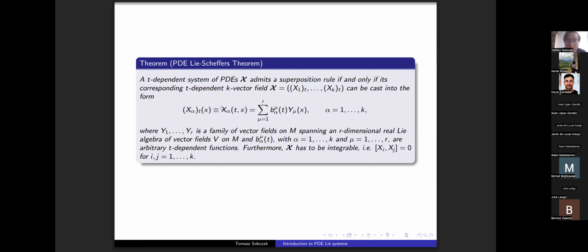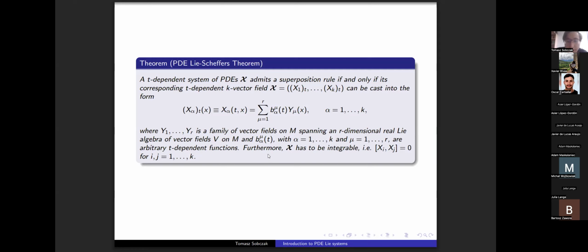meaning once again, we have a k-vector field, and each one of its components can be decomposed as in the previous theorem, meaning that each X alpha, X1, X2, can be decomposed using some time-dependent functions and, which is, I believe, also important, vector fields only depending on the manifold. However, these are the same vector fields for each X alpha. These coefficients can change with respect to alpha, but this is the same family of vector fields, which once again spans an R-dimensional real Lie algebra.